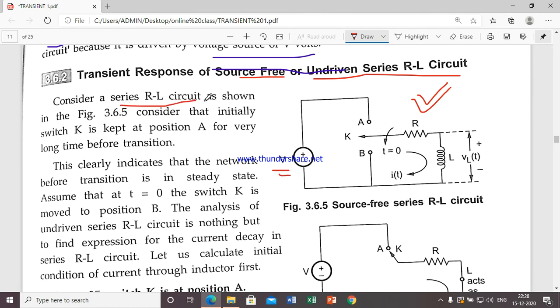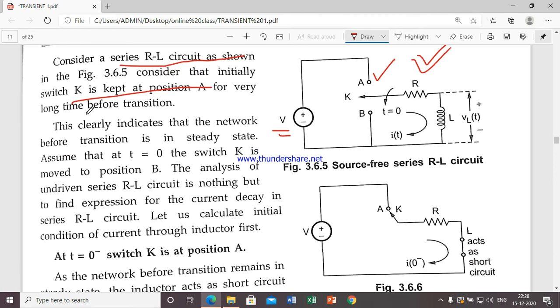Consider a series RL circuit shown in the figure. Consider that initially switch K is at position A. Whenever K is at position A, the inductor will be charged for a very long time before the transition, where the switch is at position A for a long time duration. This clearly indicates that the network before the transition is initially in steady state.